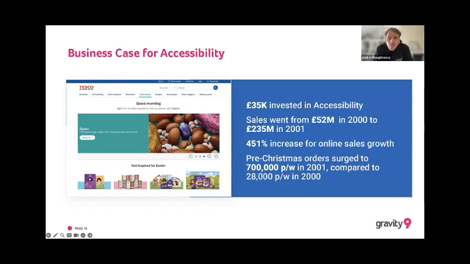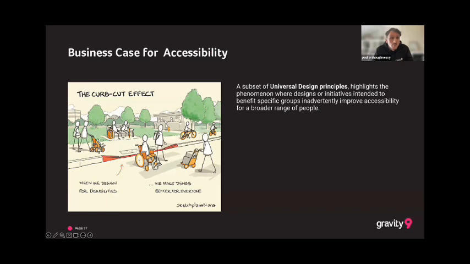But there was an interesting thing that Tesco found with the design of this highly accessible website: the non-disabled customers found it much easier to use. And there's a very interesting story behind this, and there's even a term coined for it, called the curb cut effect.